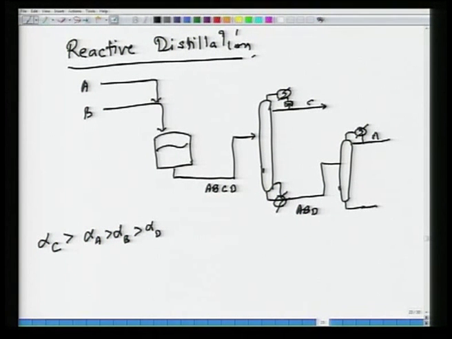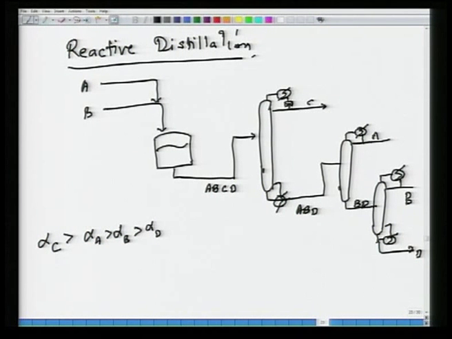Okay. Then I go to the next column. What is the next? So this is B, D. D is taken down the bottoms, B is taken up the top. Sorry about screwing it up so much, but I think you are getting the sense. Okay, now A and B are precious reactants.